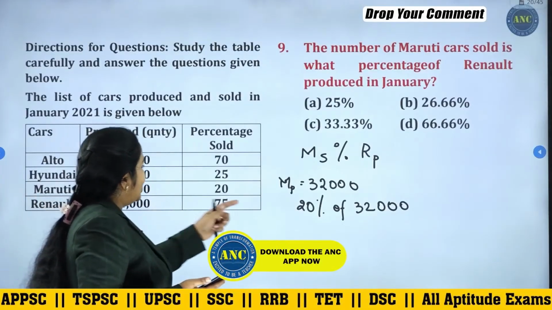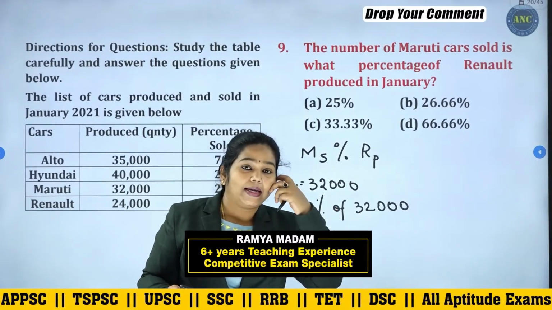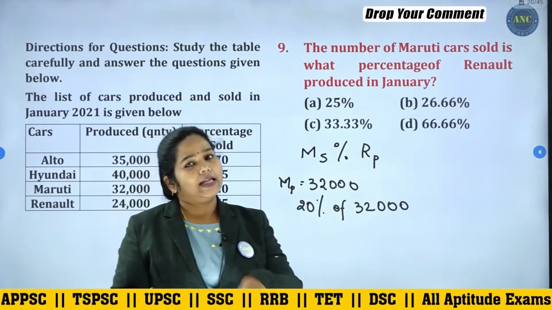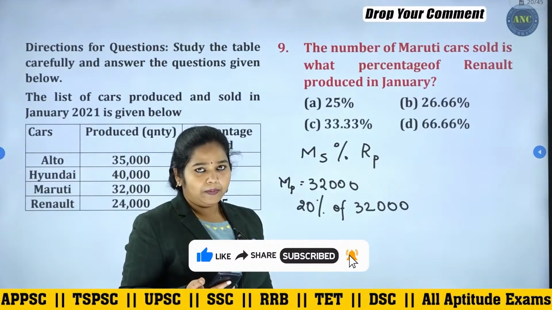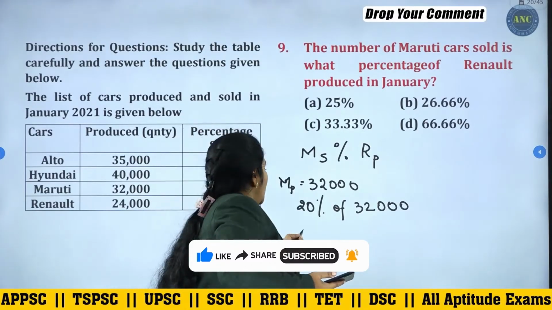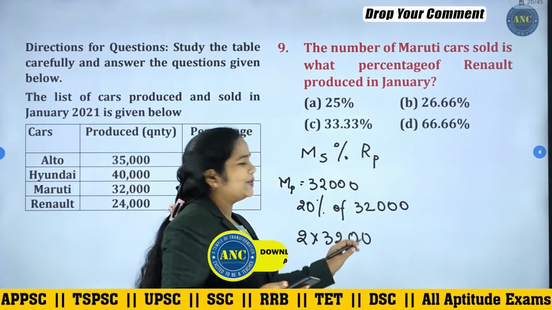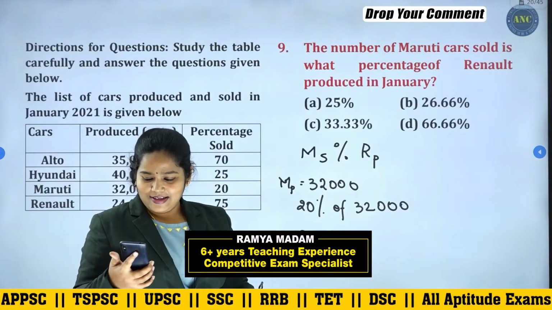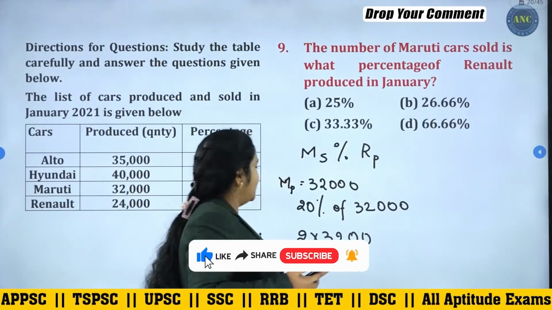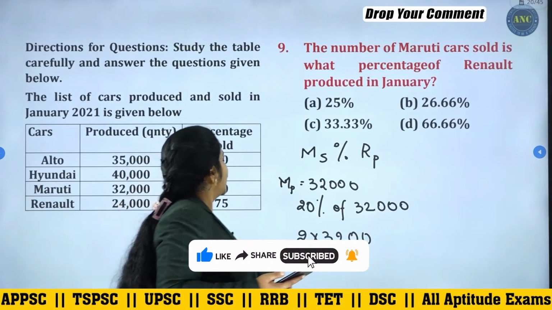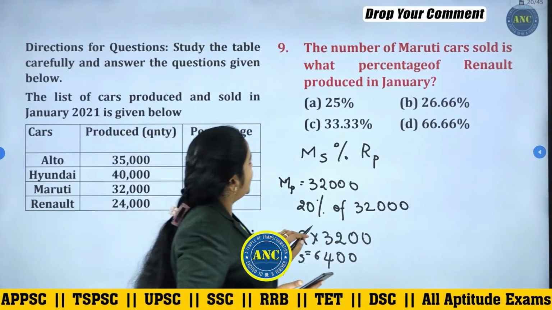Right, so they asked 20% of 32,000. Break this down into simple things. For 20% of 32,000, we can do 10%, or 2 into 10%. 10% of 32,000 is 3,200. Yes, 20% means 2 into 3,200. Correct? So it will be 6,400. That's the sale of Maruti. Okay, 6,400 is the sale of Maruti.